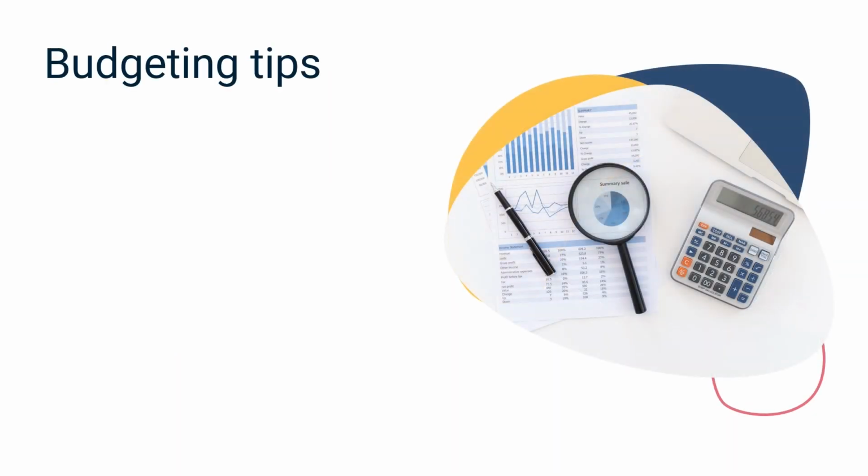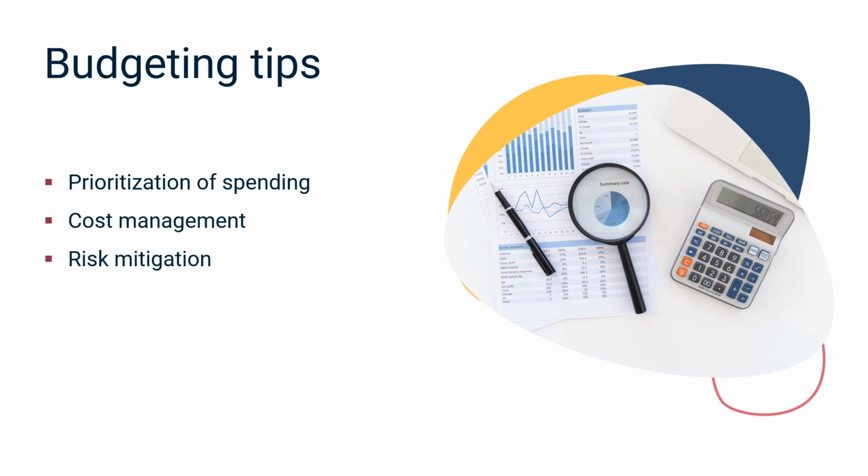The other factor that is a crucial part of a product owner's role is budgeting, as it determines the feasibility and scope of delivering value. Effective budgeting involves prioritization of spending, which means focusing the budget allocation on features or initiatives that deliver the highest value to the customer and align with organizational goals. Cost management involves monitoring expenses against the allocated budget to avoid overspending. Risk mitigation means allocating contingency funds for unforeseen challenges or opportunities. Finally, value delivery involves tying the budget allocation to key performance indicators, or KPIs, to ensure measurable outcomes.